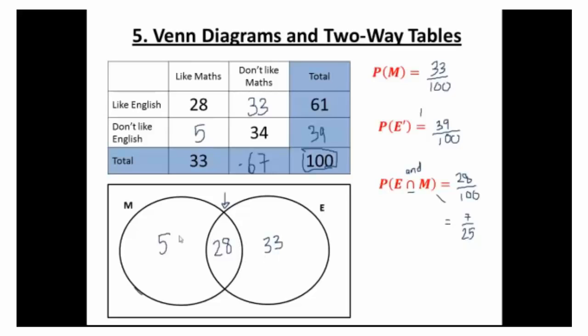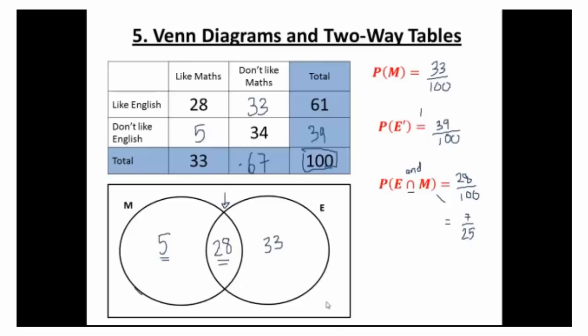Now, let's take a look at maths here. If I was just looking for the probability of maths, I would need to add these two numbers together because all of these 28 people and all of these 5 people, they all like maths. Okay, so 33 people altogether like maths, and we know that already. That's what our table told us, so we know we're right.